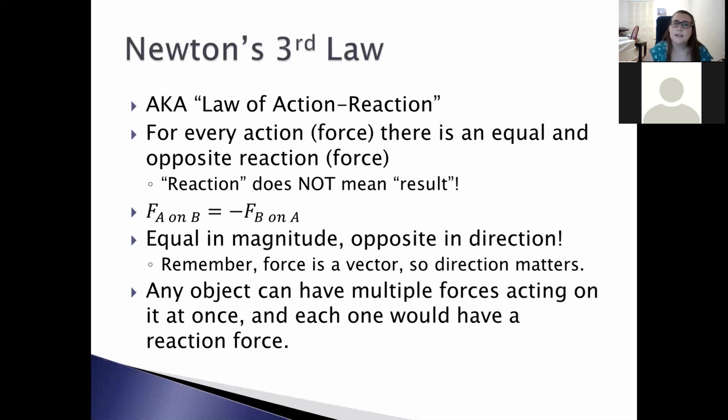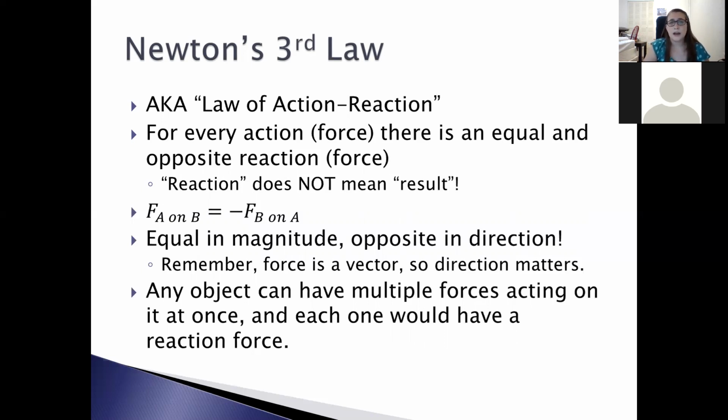So I'm going to skip ahead to Newton's third law. We'll come back to his second law in a couple of minutes. His second law is a little bit more mathematical, I suppose, so I wanted to save that for later. But his third law is also called the law of action-reaction. And it says, for every action, there is an equal and opposite reaction. And what I like to do there is put in parentheses force. For every action force, there's an equal and opposite reaction force.